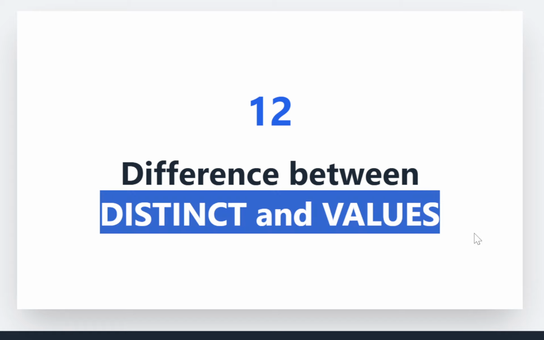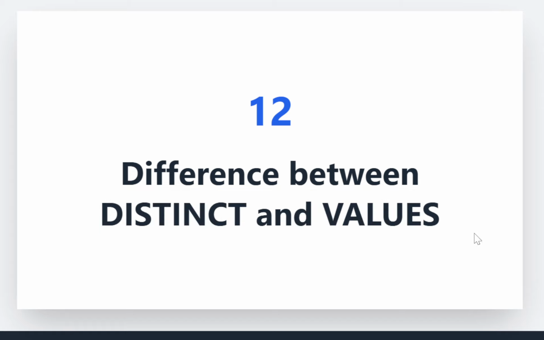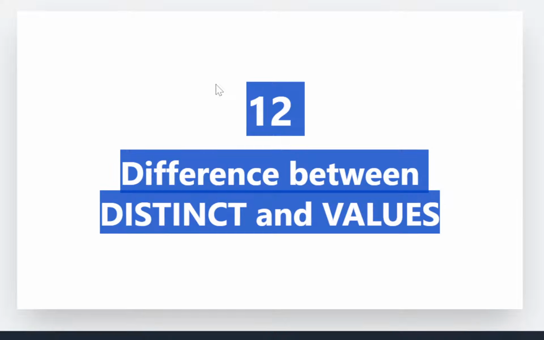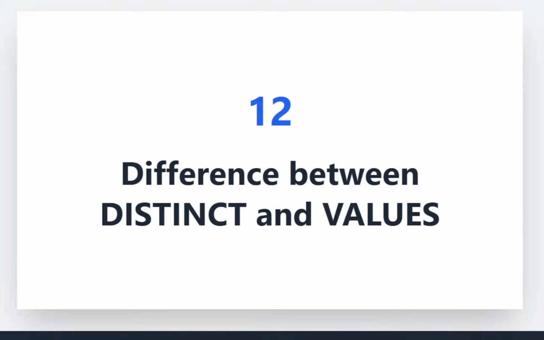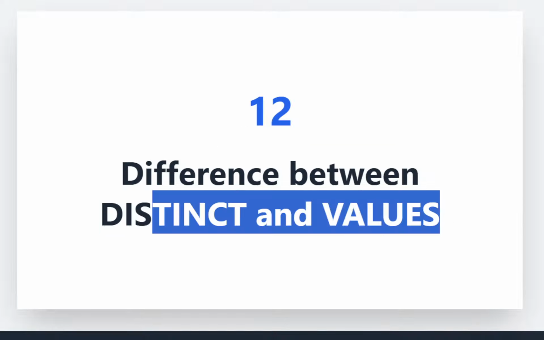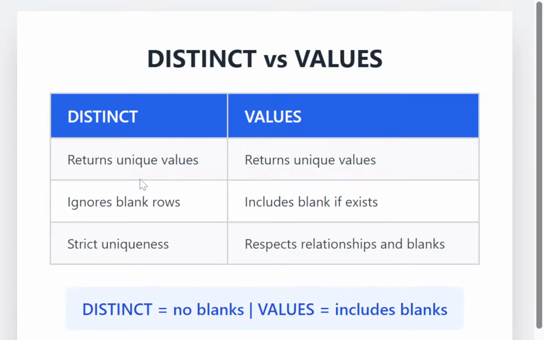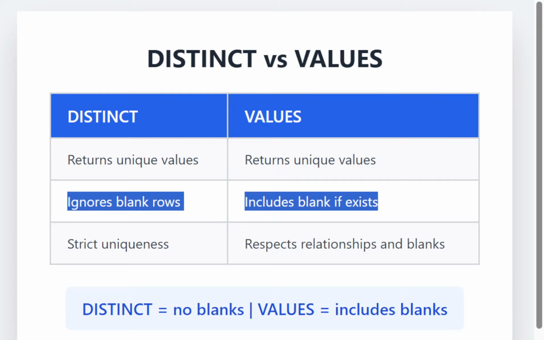Coming to the next question, which is the difference between DISTINCT and VALUES. These are two major DAX functions that we use. To get the distinct, unique values, let's see the difference between these two. DISTINCT returns unique values. VALUES also returns unique values. DISTINCT ignores blank rows, while VALUES includes blank rows. So this is the main difference between these two.